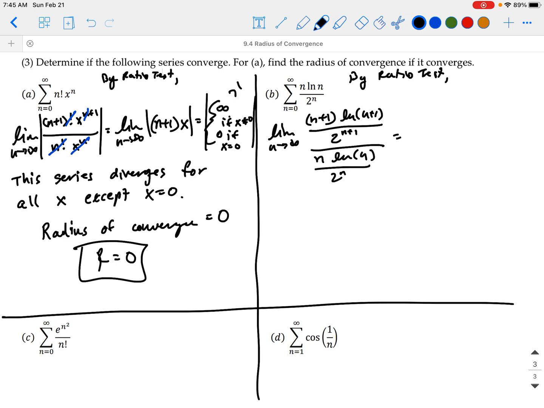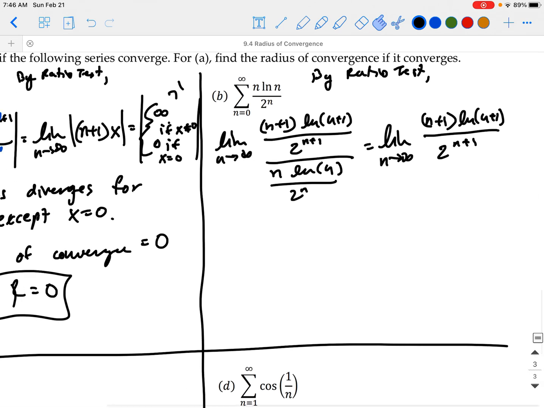So in these fractional expressions, we're just going to use reciprocation. So we'll have n plus 1, natural log of n plus 1, over 2 to the n plus 1, times 2 to the n over n times the natural log of n. Just enough space to fit. All right. So the 2 to the n will cancel.